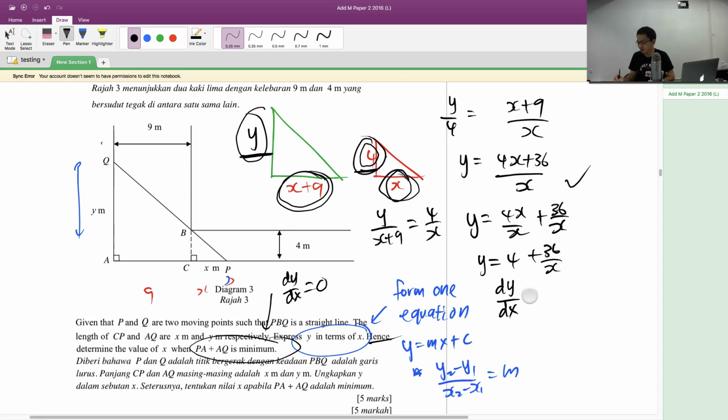Since I have this equation, 4 just gives 0. And this one will give you negative 36 over x squared. If you don't understand this, it is basically 36x to the power of negative 1, isn't it? The power moves in front and minus 1, and then you will get this.